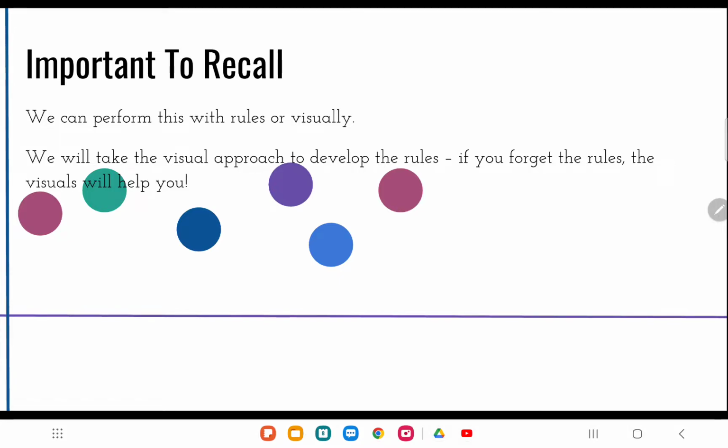It's important to recall that we can perform this with rules or visually. We're going to take the visual approach to develop the rules. So if you forget the rules, the visuals will help you.